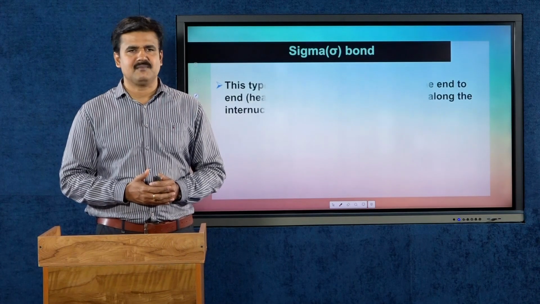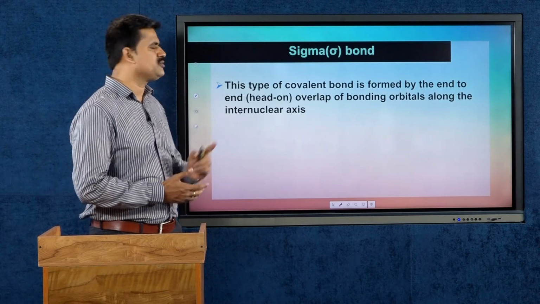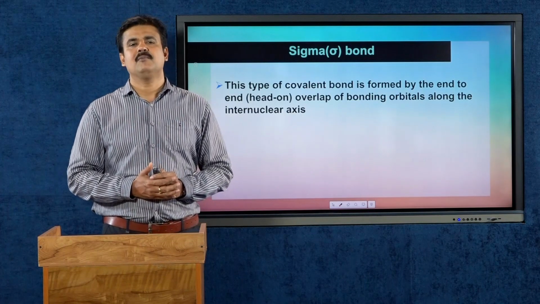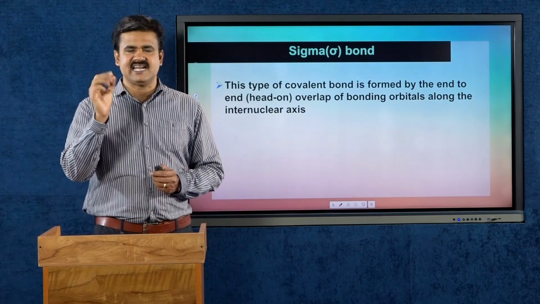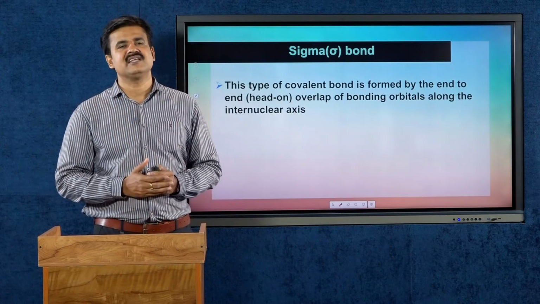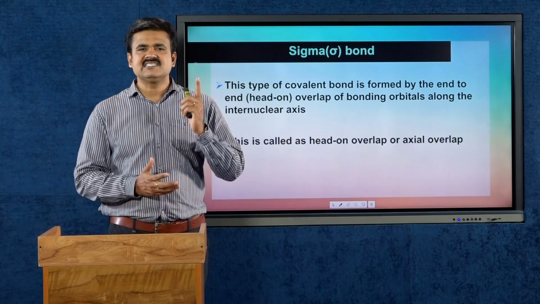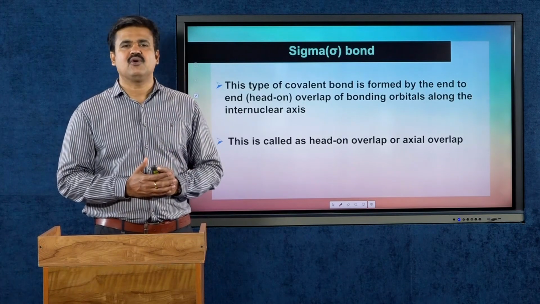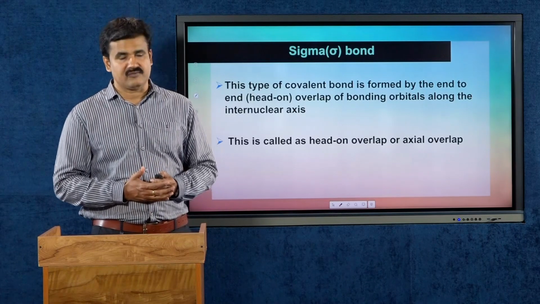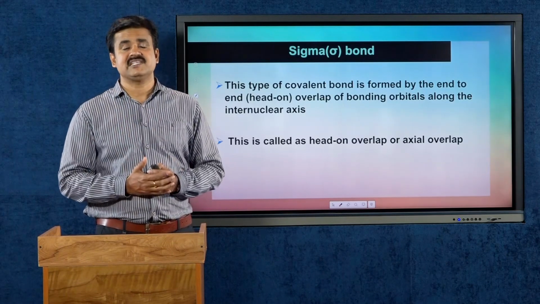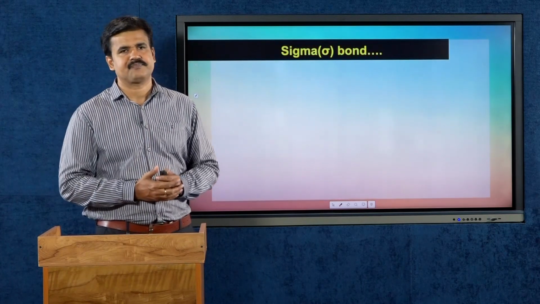First of all, the sigma bond. This type of covalent bond is formed by end-to-end or head-on overlap of bonding orbitals along the internuclear axis. Simply we can say, a sigma bond is produced by the end-to-end overlapping of atomic orbitals. This end-to-end overlapping is called head-on overlap. Otherwise, it is termed axial overlap. The term axial overlap is used because the overlapping happens along the internuclear axis.